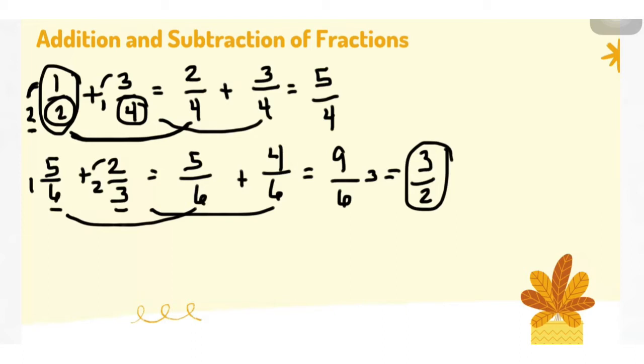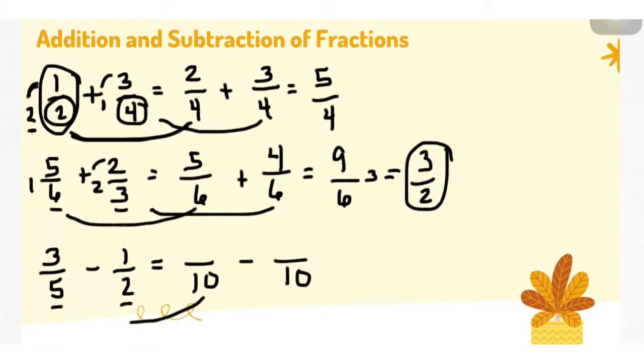Okay, for example, we have 3 over 5 minus 1 over 2 or 1/2. So iisip tayo ulit ng number na pwede nating pang-divide kay 5 at saka kay 2. Okay, so we have 10. Okay, minus. Okay, so 10 divided by 5 will give you 2. Then 2 times 3 will give you 6.